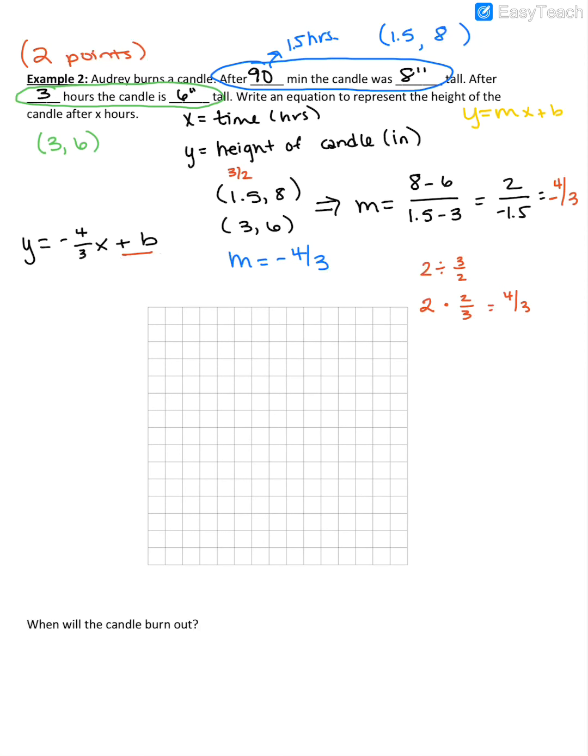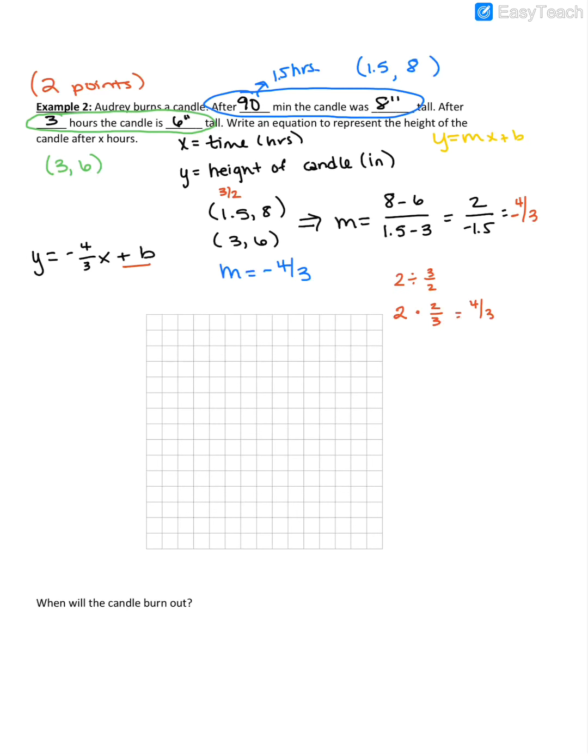So there's 2 different ways you could do this. You could take a point that you know and plug it in for x and y and solve for b. That would be one option. Or you can write it in point-slope form and convert it to slope-intercept form. So I'll show you both ways. So we will do the plugging in the x and the y first.